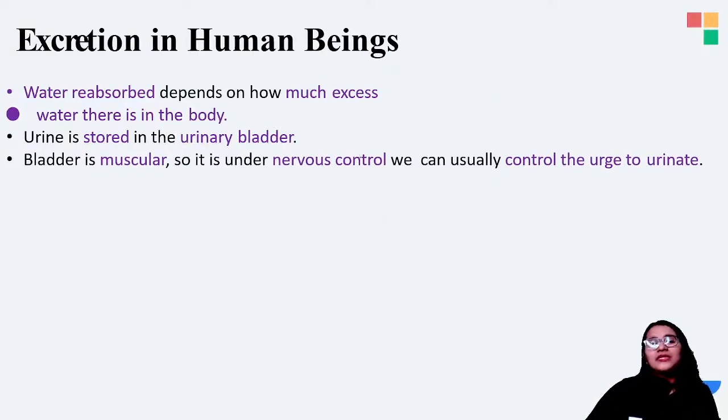Excretion in human beings depends upon how much water is present inside your body. If you have a lot of water inside your body, then the reabsorption will be less. But if you have less water, then what is going to happen? Similarly, urine is stored in the urinary bladder. The urinary bladder is muscular and is under nervous control, so you can usually control the urge.